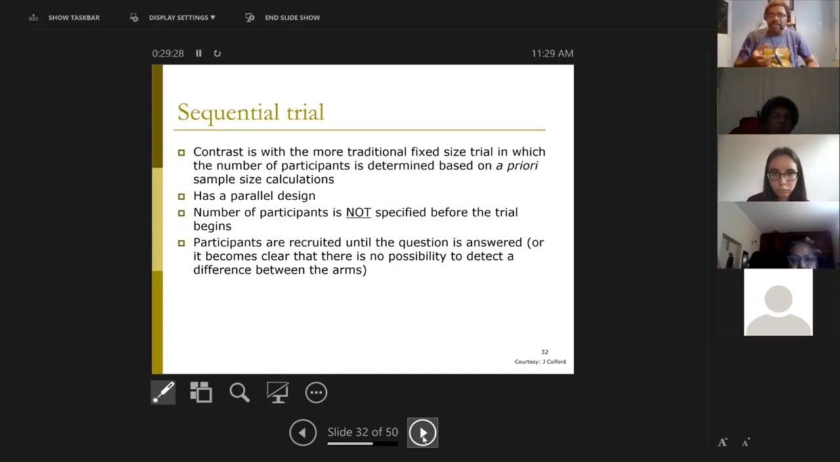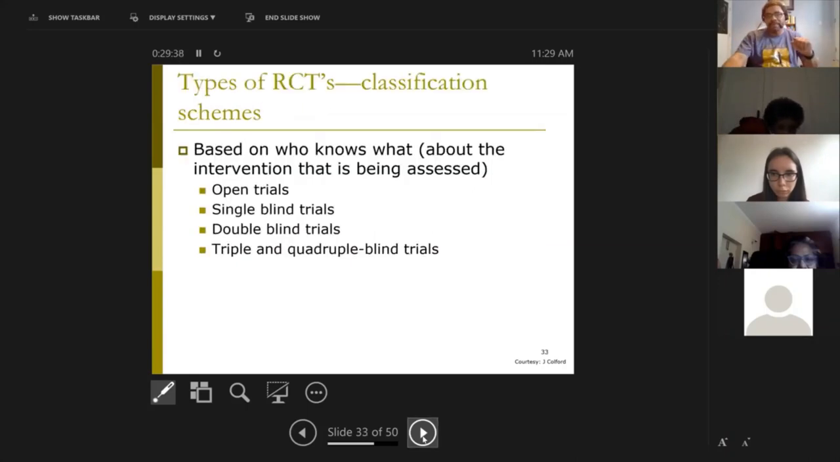It's more complicated to do compared to the traditional fixed size trial, but there are situations when this sequential design is actually helpful or useful. Okay, now comes the classification based on blinding. You've heard of open label trial, single blind, double blind, triple blind, quadruple blind. What does that all mean?